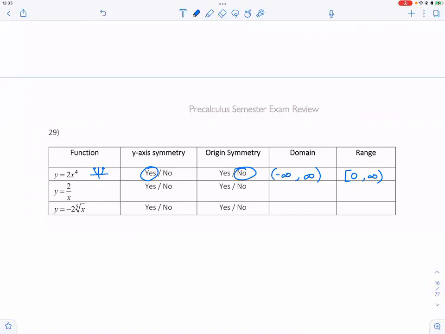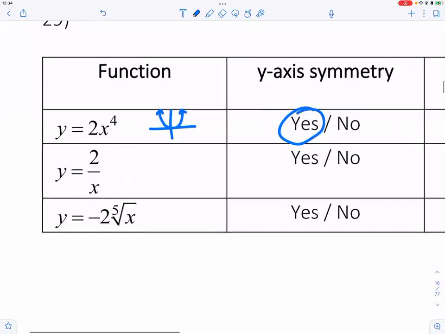Now, for the next function, it's a rational function. It's 2 over x. So the domain is everything but 0, because you don't want to have a 0 in the denominator. So the domain is going to be negative infinity to 0, not including 0, union 0 to infinity. And for the range, let's see if you know how to sketch it.